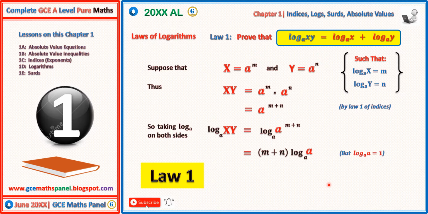From the laws of logarithms, log a base a is equal to 1, or even from exponential functions, any number raised to the power 1 is itself. So this will just give us m plus n. However, we know that m is equal to log x base a and n is equal to log y base a. So we replace m and n by these values, and this gives us the first law of logarithms as required.